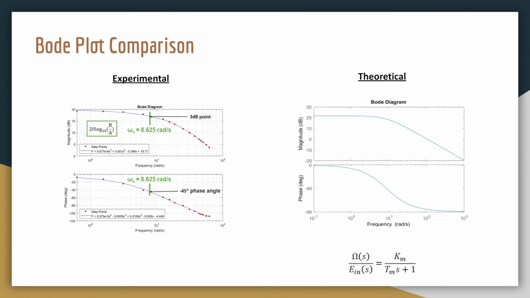In this slide, the experimental plot is compared to the theoretical plot. From these graphs, you can conclude that the assumption of a first-order system is valid since the experimental plot matches the first-order theoretical plot to an extent. Some of the initial assumptions, such as negligible inductance and friction, may have led to small discrepancies between the two.